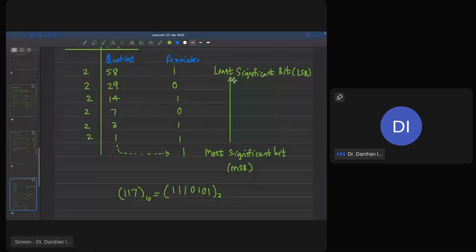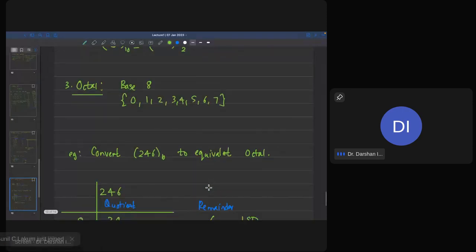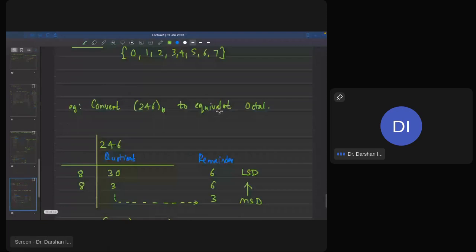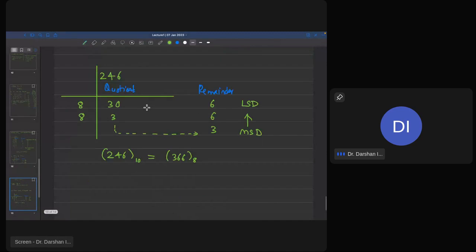Then octal, the same way, is to the base 8, and the digits are only 0, 1, 2, 3, 4, 5, 6, 7. You can see this basic problem. Keep on dividing by 8. Whatever you get, bottom to top, MSD to LSD.